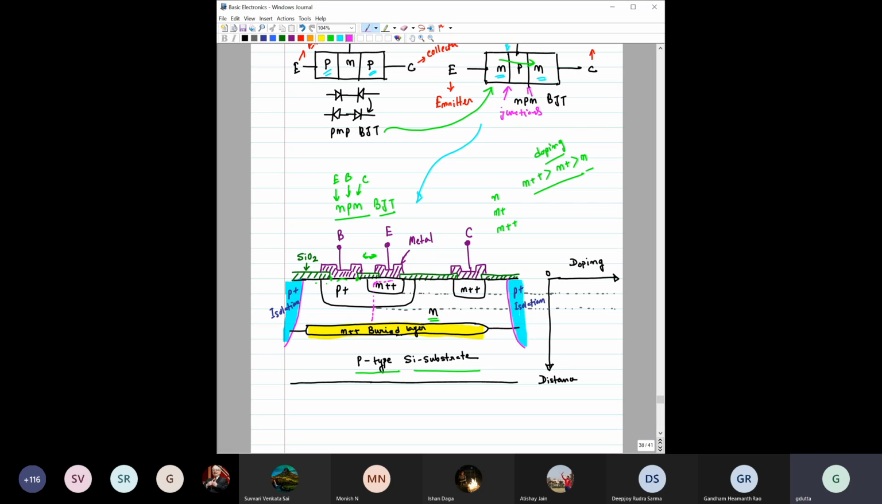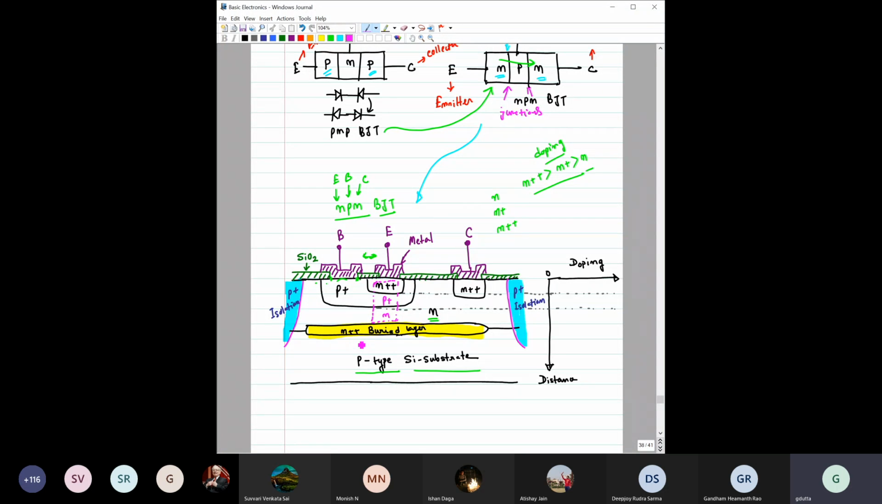Okay, consider a box here. This is the N plus plus region, this is the P plus region, and this is the N region. So this is the emitter, this is the P plus base, and this is the N collector region. If you consider a slice like this, it will be close to the block diagram that we are using, right?